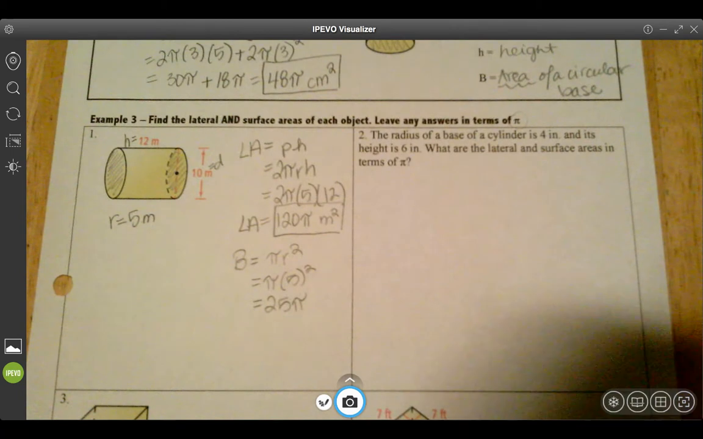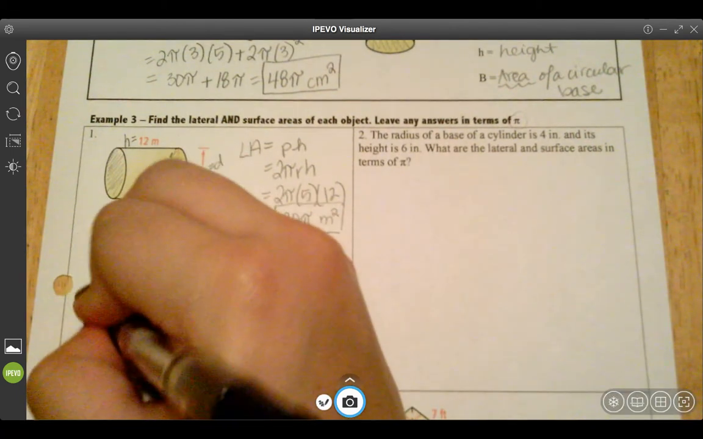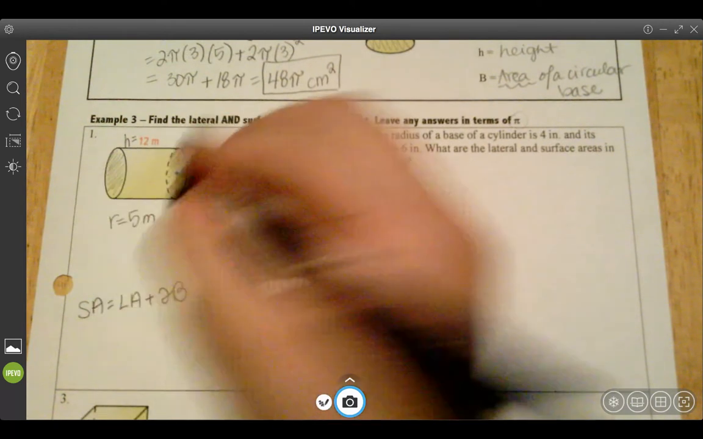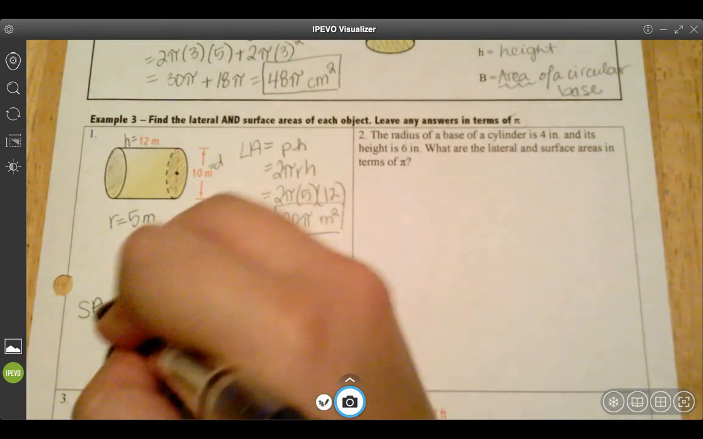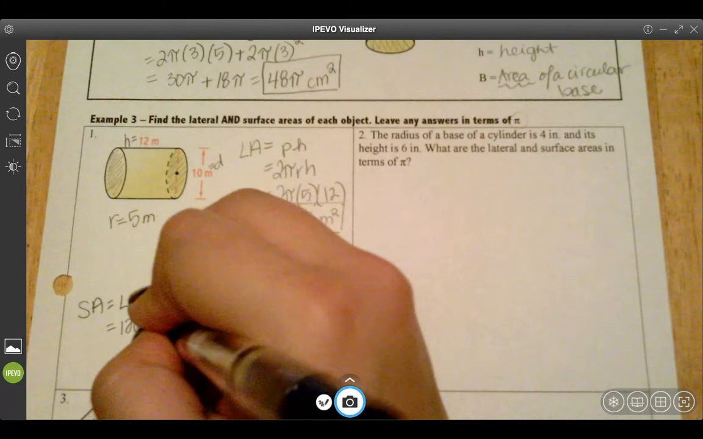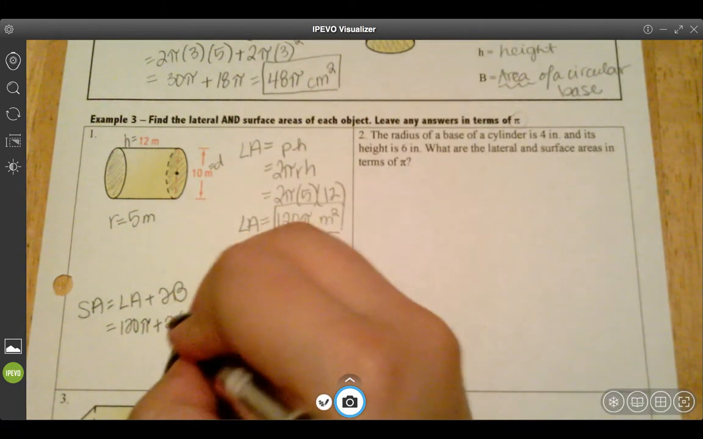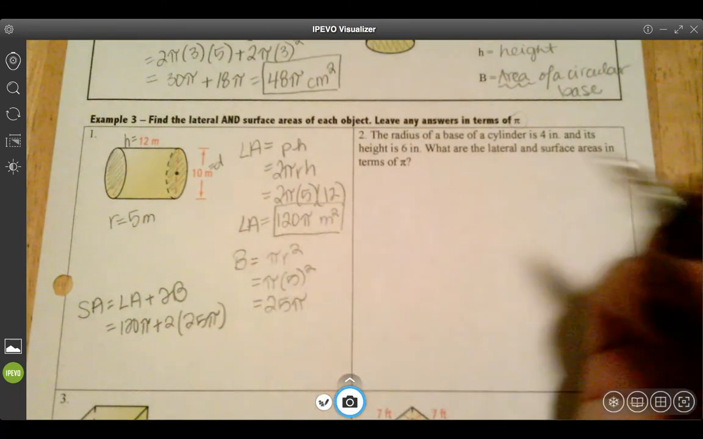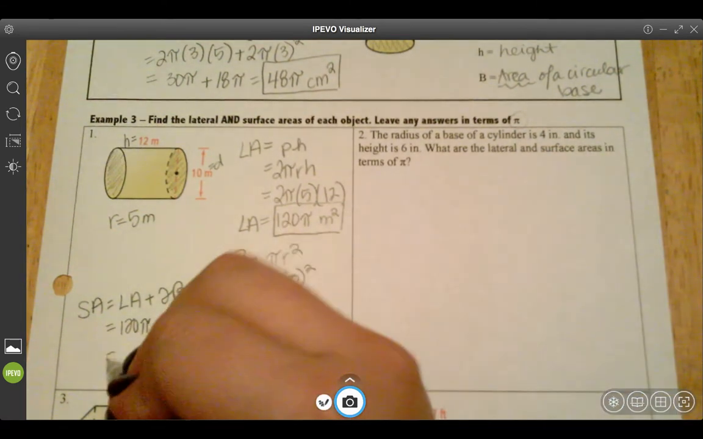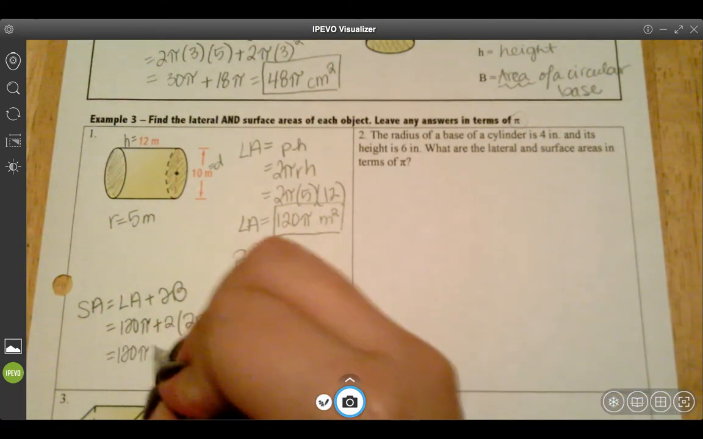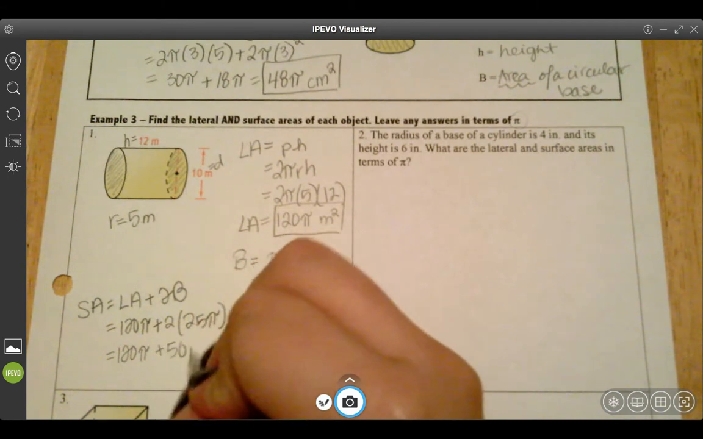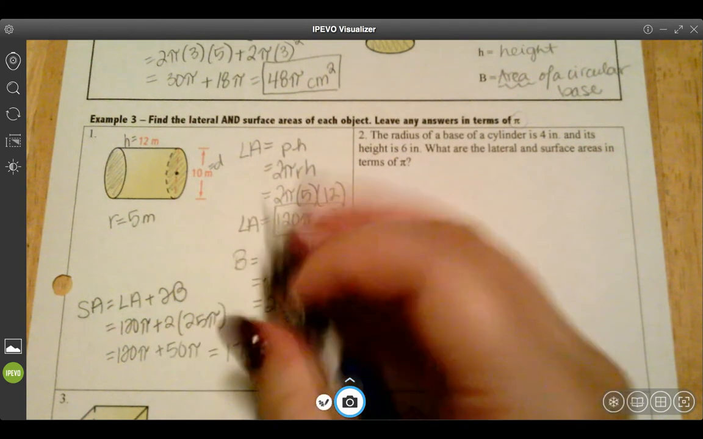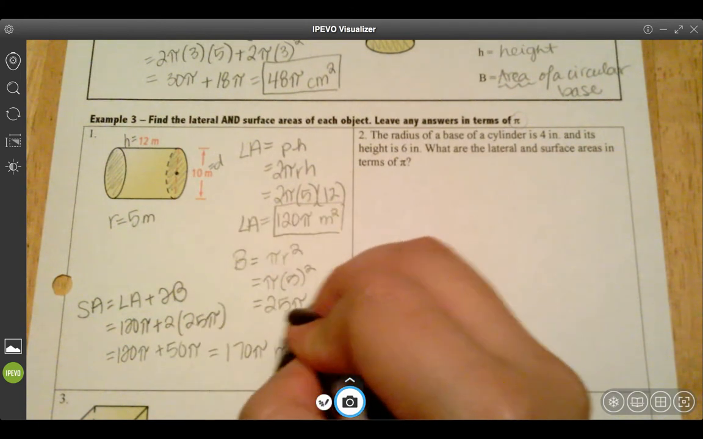Now we have everything we need to find our surface area, which is the lateral area plus 2 bases. So that's 120 pi plus 2 times 25 pi. Don't forget that 2. We have 2 bases we have to find the area of. That's 120 pi plus 50 pi, leaving us with 170 pi square meters.